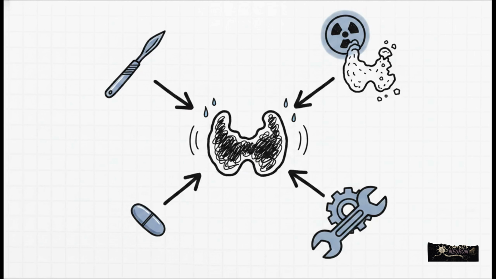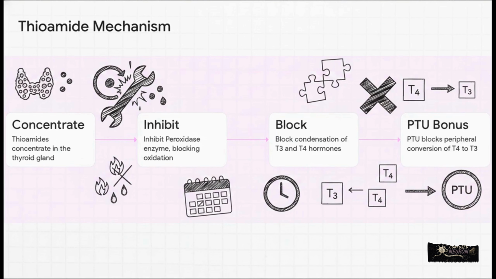Going back to our factory steps I drew earlier, drugs like methimazole and PTU throw a massive chemical wrench right into the peroxidase enzyme. They totally block the oxidation and iodination steps. But remember this clinical pearl? The effects are delayed. These drugs do not destroy the hormones that are already made and stored in the colloid. So your patient actually won't feel better until those pre-existing stores run out, which can take weeks. Oh, and also note that PTU has a unique bonus feature. It blocks the peripheral conversion of T4 to the more active T3 in the body's tissues.